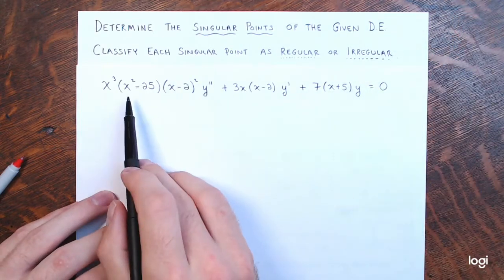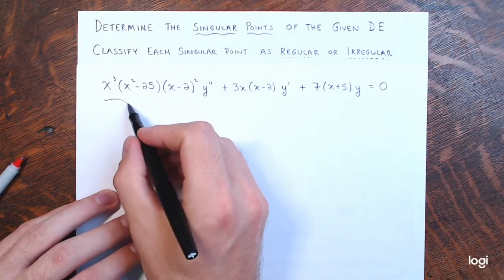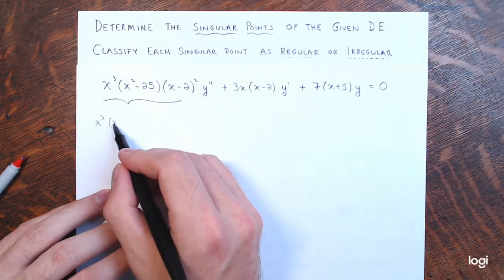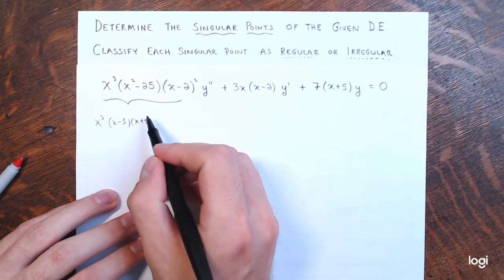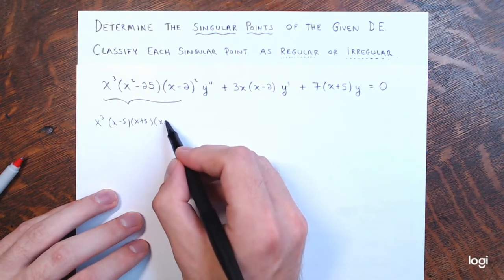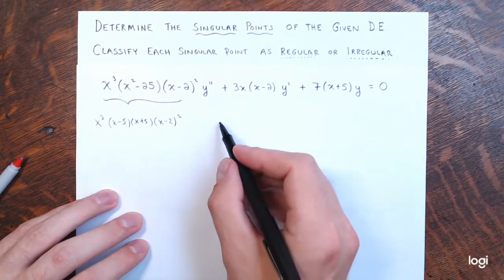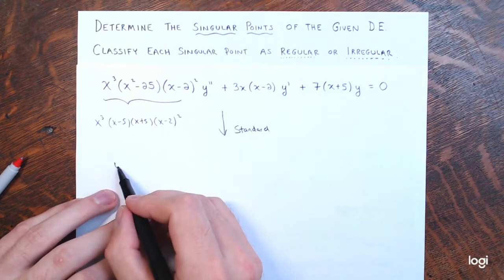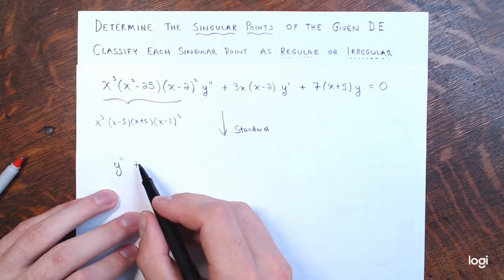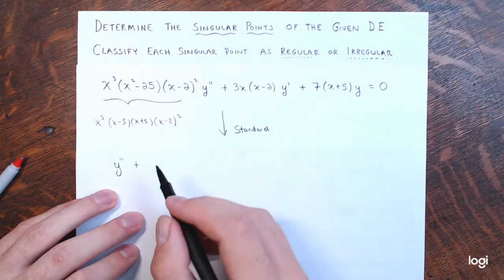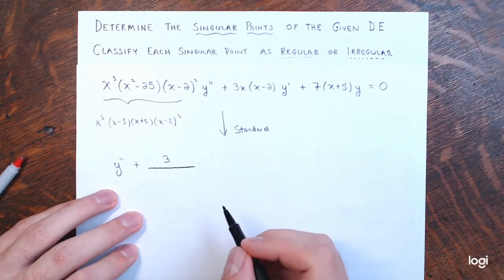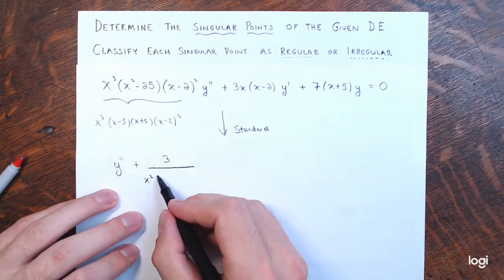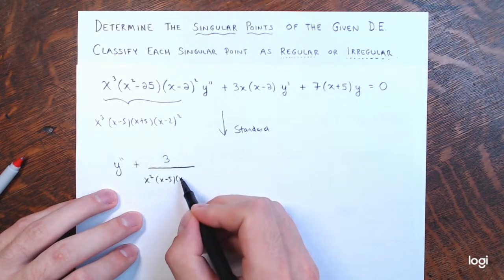Alright, so here, this polynomial, this is x cubed times x minus 5 times x plus 5, right? That's x squared minus 25, and then times x minus 2 squared. And if I divide through by everything, put it in standard form, we'd have y double prime plus 3 over, let's see, one of the x's would cancel, so I have x squared, one of the x minus 2's would cancel, I have x minus 5, x plus 5, x minus 2.